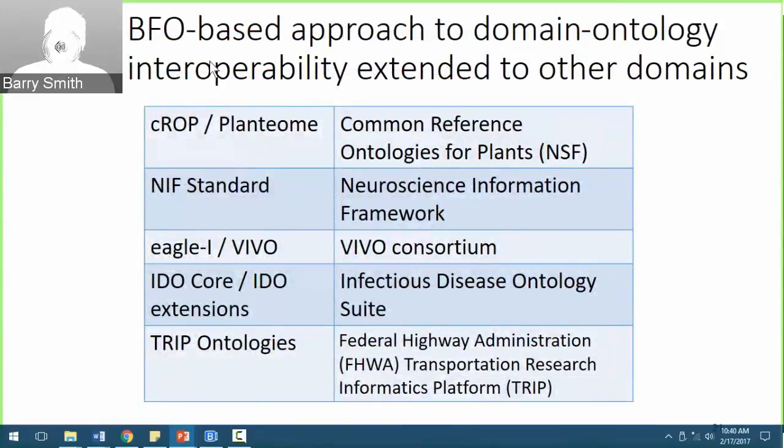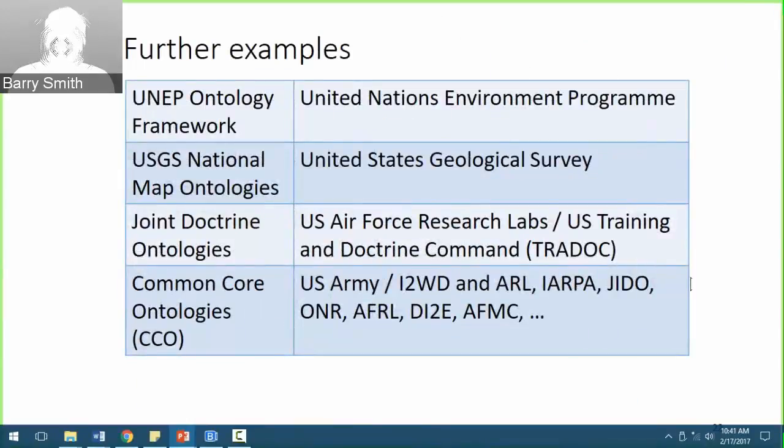And then the approach was extended to plants, to literature, biology literature basically, but also literature associated with patents, with CVs and so forth, infectious diseases, transportation. I mentioned the United Nations, the US Geological Survey uses BFO. We have quite a number of military-related initiatives now using BFO. And the idea is that the IOF should be added to this list.